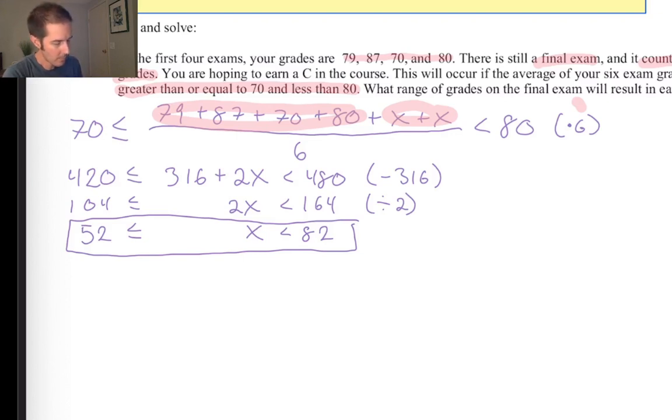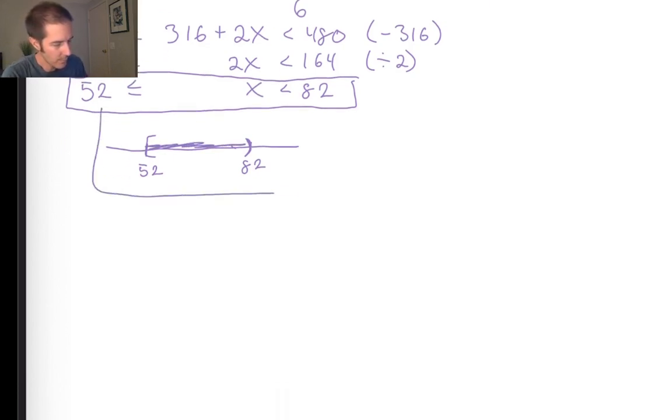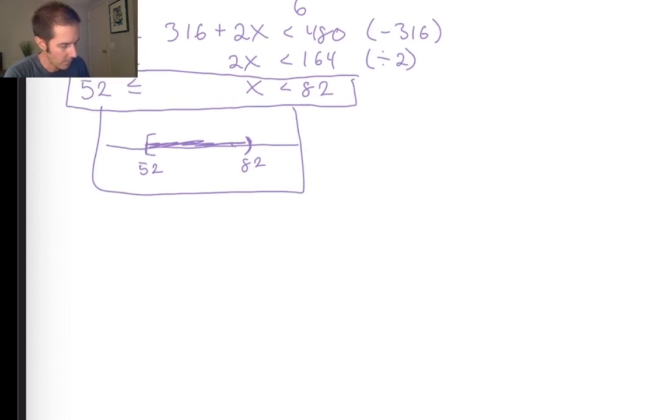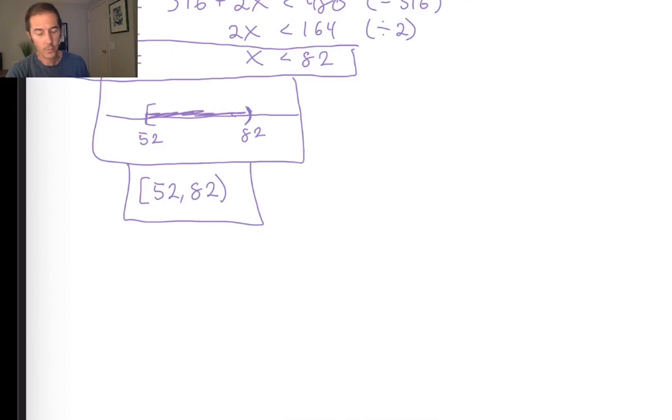On a number line, why not? 52, 82. We need to include the score of 52, so I'll do that with a square bracket. We'll exclude the 82 using an open bracket or parenthesis, and then we could shade everything between. Translate that into interval notation, which is the very desirable way to present our solution to this type of problem. We bring the square bracket down with the 52, going all the way up to 82, which we're excluding with a parenthesis. Those are the scores that you would need to get a C.